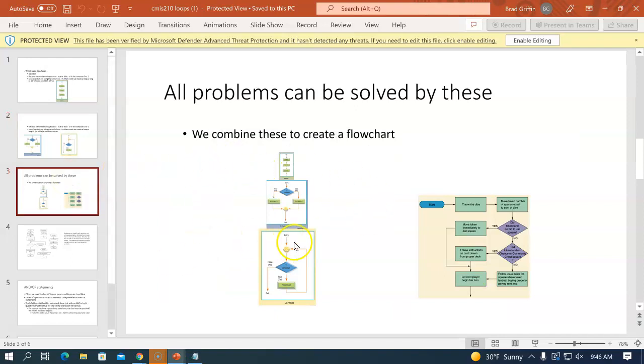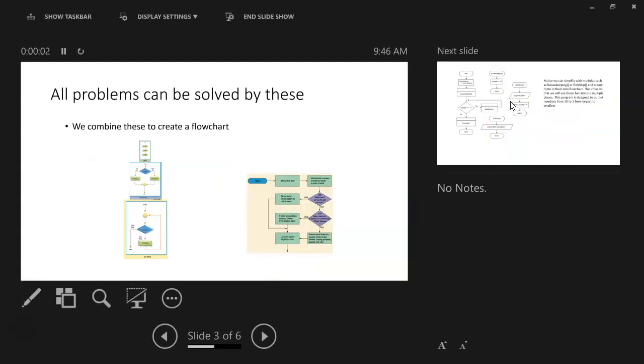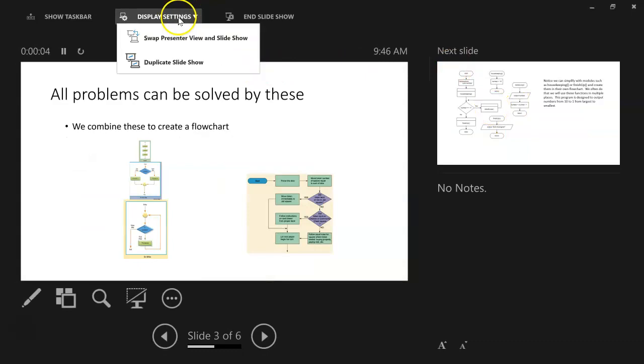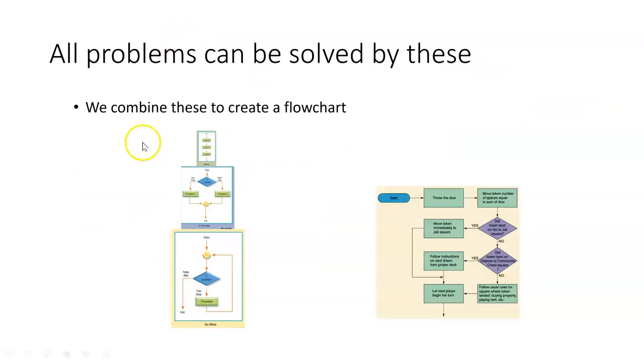So we have these three pieces. We have sequences, and let me throw it up here so it's a little bigger and easier to see. So we can combine these different pieces. We have an if then else, or just an if then. So we have a decision and we have a loop.